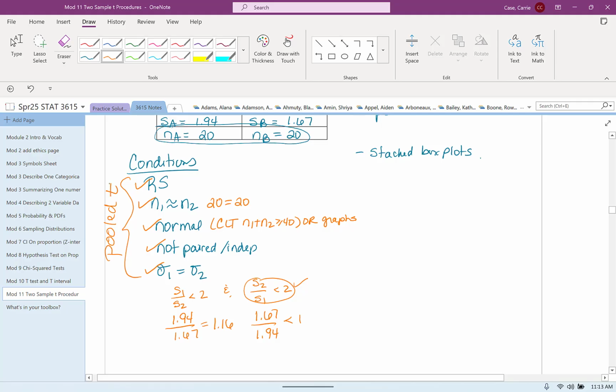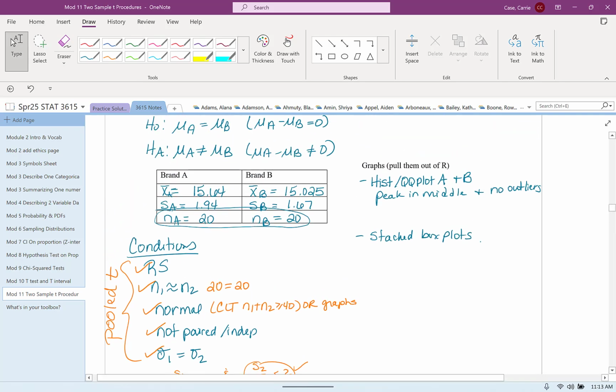So a pooled T procedure, we could do the t-test or the t-interval. Now we need to go back and we need to look at our stacked box plots. We haven't done that yet.